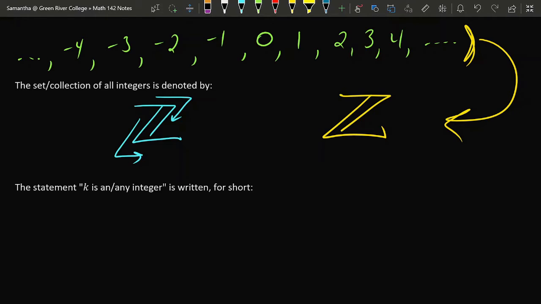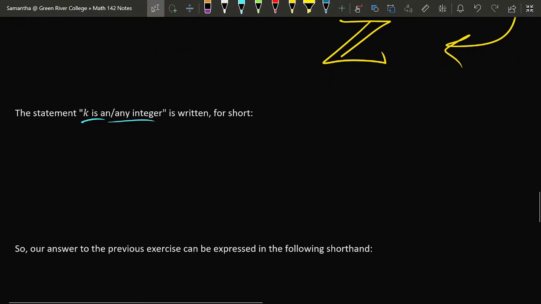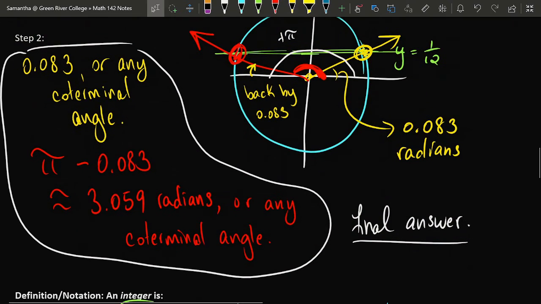Okay, now with this notation, if you want to make the statement that k is an integer or any integer, that is written in shorthand in the following way. K, and then the letter C with an extra bar in it, and then Z for the set of integers. This is shorthand for the statement k is an integer. We can use this shorthand to help us to shorten the answer to the previous exercise.